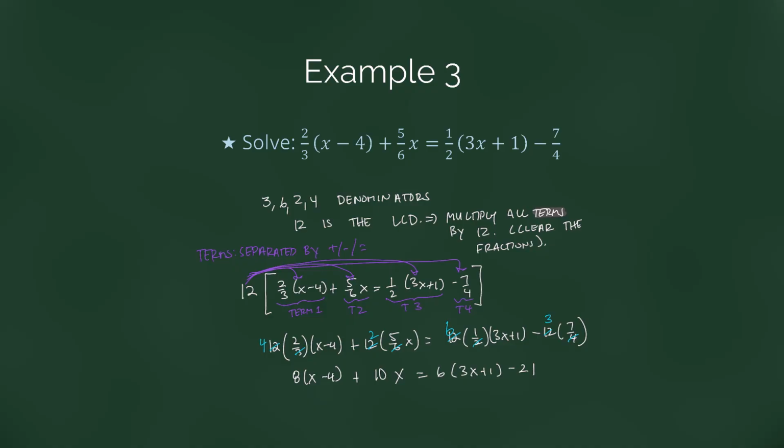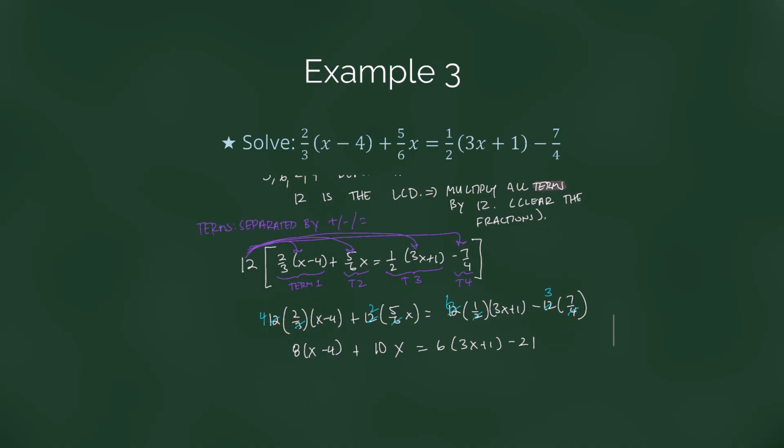We can use our techniques from previously to solve these. So we'll distribute the 8 and the 6 into the parentheses. We get 8x minus 32 plus 10x equals 18x plus 6 minus 21. Now we're going to do something we haven't really talked about. We're going to do what's called combining like terms.